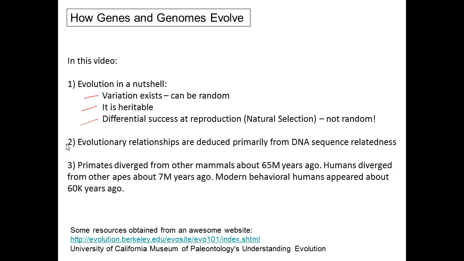We'll discuss how evolutionary relationships can be deduced from DNA sequence in addition to the better known fossil record, and then we'll end with just a few little facts about human evolution: the fact that primates diverged from other mammals about 65 million years ago, that humans diverged from other apes around 7 or 8 million years ago, and that modern behavioral humans appeared about 60,000 years ago.